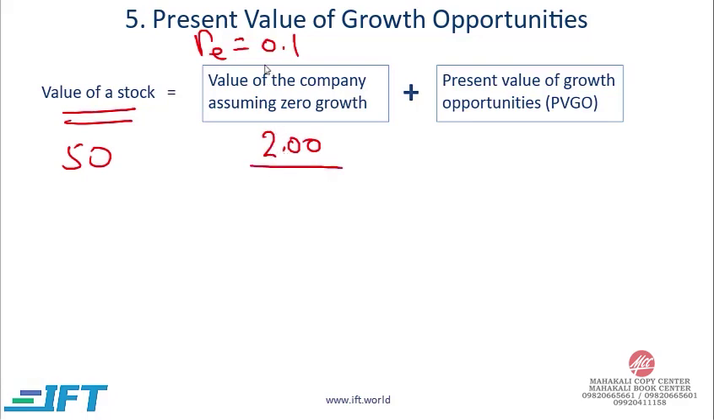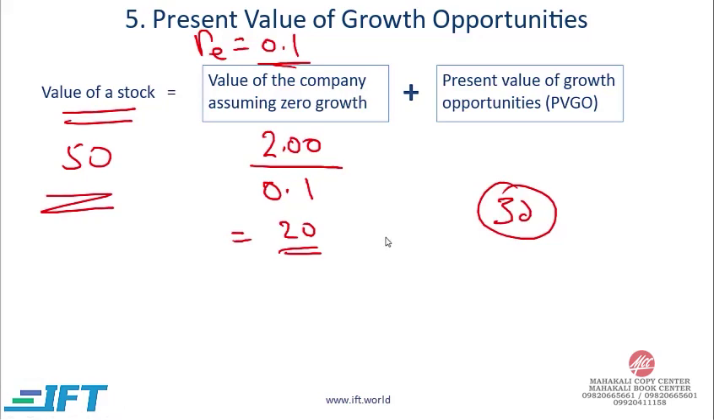And to come up with the value, we say $2, which is what shareholders will get every year forever, divided by the discount rate of 0.1 gives a value of 20. So assuming no growth, the value of the company would be 20. But the value is actually 50 per share. So this means that the remaining 30 must be because the company is growing. And this 30 is called PVGO, which stands for the present value of growth opportunities. So that is the relatively straightforward concept over here.